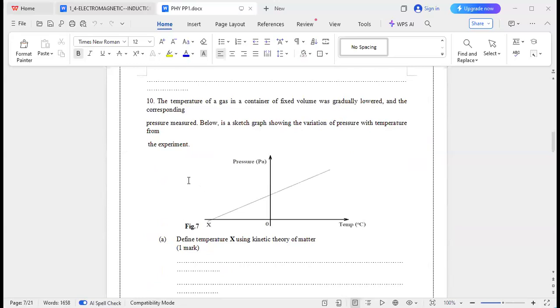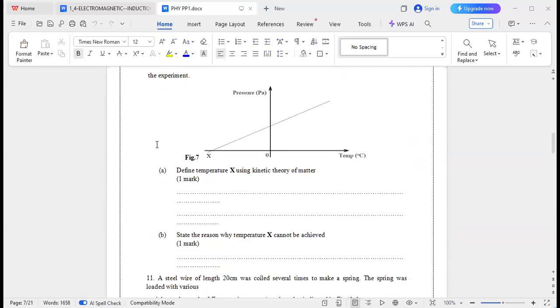Number 10, the temperature of a gas in a container of fixed volume was gradually lowered and the corresponding pressure measured. Below is a sketch graph showing the variation of pressure with temperature from the experiment. So we have a graph here. The temperature is in degrees Celsius. Define temperature X using kinetic theory of matter.